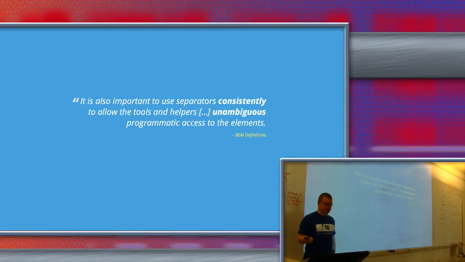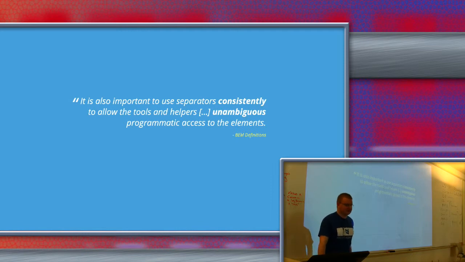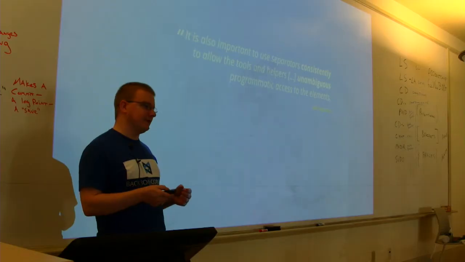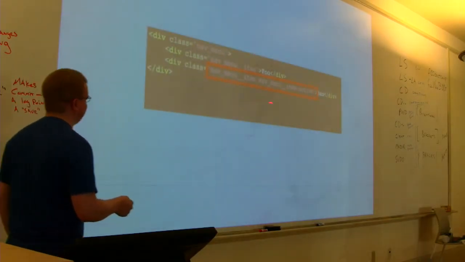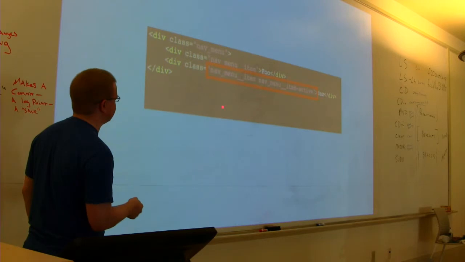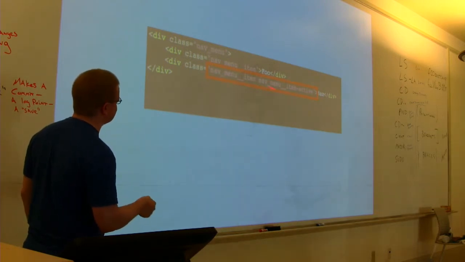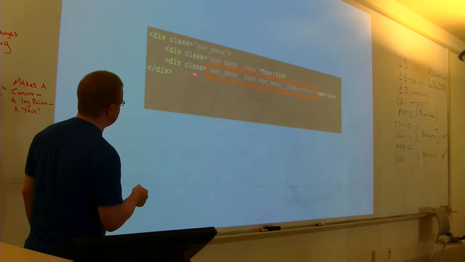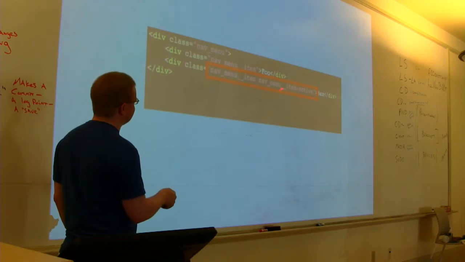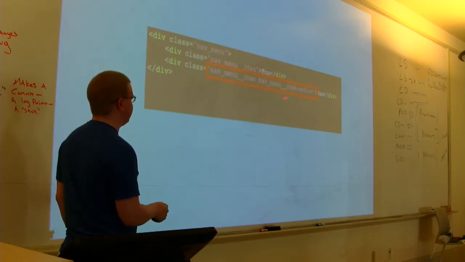So BEM has some words of wisdom here. They strongly suggest that it's important to use separators consistently to allow tools and helpers unambiguous programmatic access to the elements. So there can't be any ambiguity here. There can't be any ambiguity when you look at nav menu item active in thinking, is this a modifier or is it an element? Because remember, the order in CSS classes doesn't matter, like in how I do this attribute. They only matter in how they show up in the CSS. So I don't know that this is the element and this is the modifier just by their order. I know it by the naming in BEM.